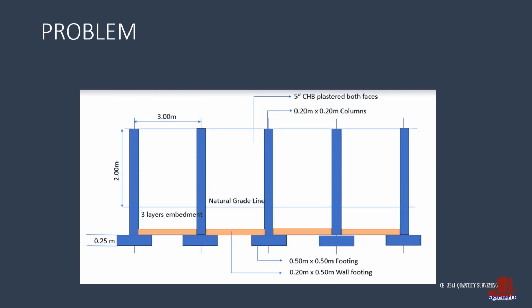The small project to be estimated is a 4-bay fence of 2 meters height and 3 meters span. There is also an embedment of 3 layers. According to the drawing details, the footings are 0.5 by 0.5 by 0.25 meter. There are 5 of them.